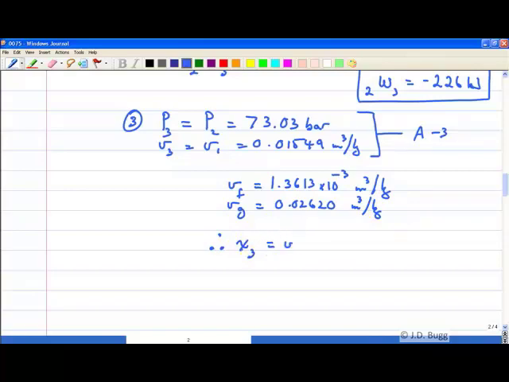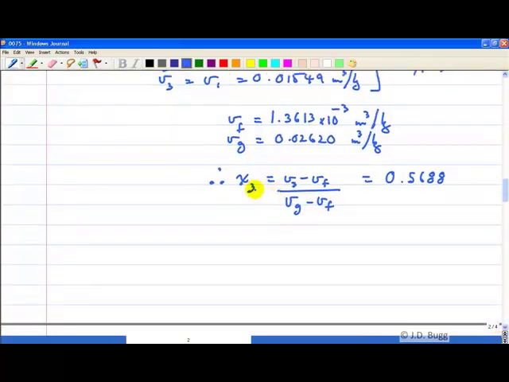So the quality at point 3 would be V minus VF. So that would be V3 minus VF, because we're talking about the quality at point 3, divided by VG minus VF. And all of those numbers are available right here, and that works out to 0.5688.